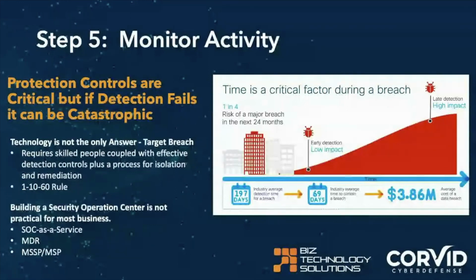So it really takes both technology coupled with people who are actually monitoring this activity. There's this notion of the 1-10-60 rule. And as you can see, everything in detection is all about time. The faster you can detect and mitigate an issue, the less impact it's going to have to the business, right?